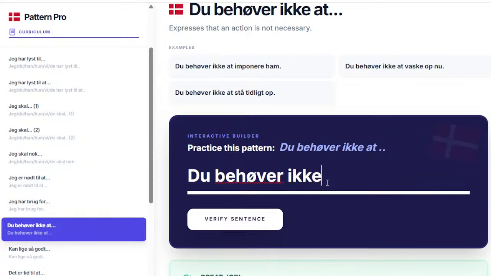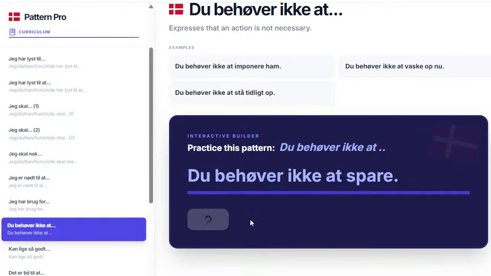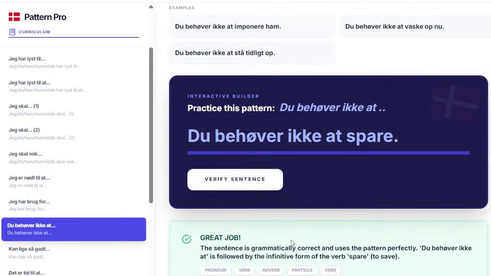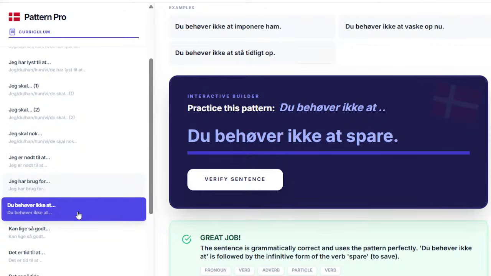Du behøver ikke at spare. It's a little bit shorter. Du behøver ikke at spare. So you don't have to save. Like typically about money, like, man, I gotta be frugal. I gotta save. Like, no, you don't have to. Right? Du behøver ikke at spare. So this is what you can say, right? When something is not necessary. Super. Behøver ikke. There's also trænger til, but I'll cover that another time, because this is not just about needing.